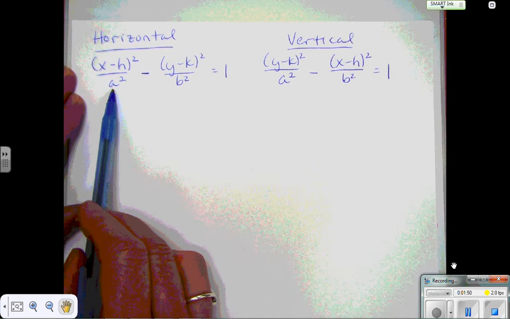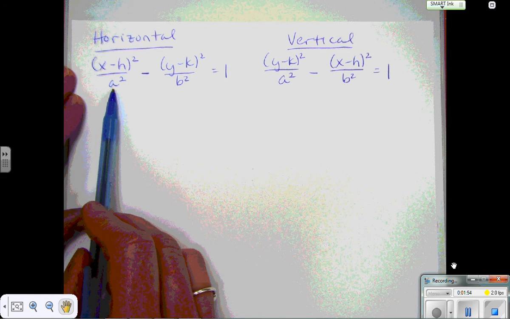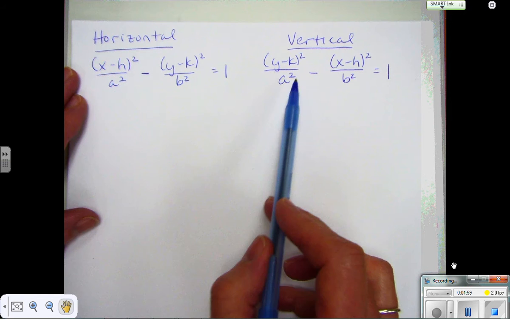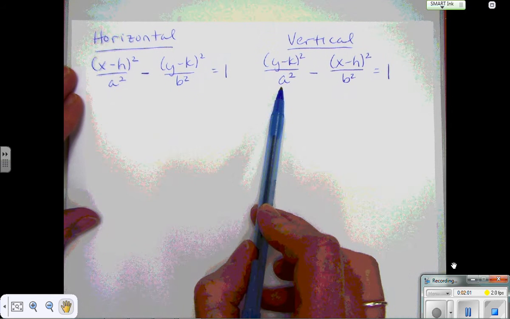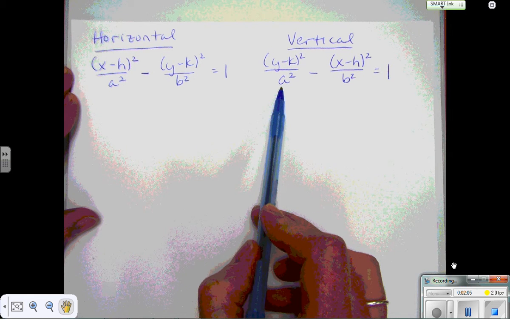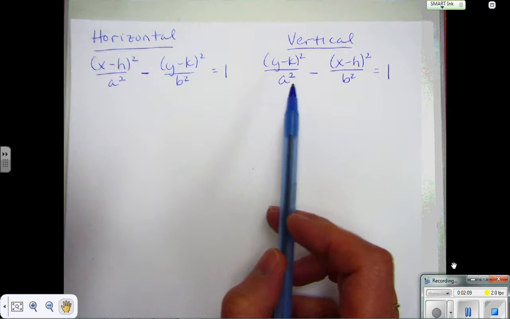And a is always with the positive variable. So a is with the x if it's horizontal, a is with the y if it's vertical. A is not always the biggest number like it is with the ellipse. Sometimes it's smaller, but it is always positive.